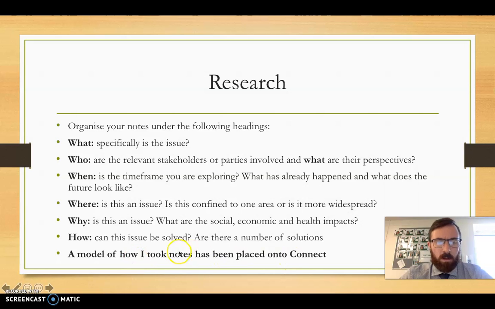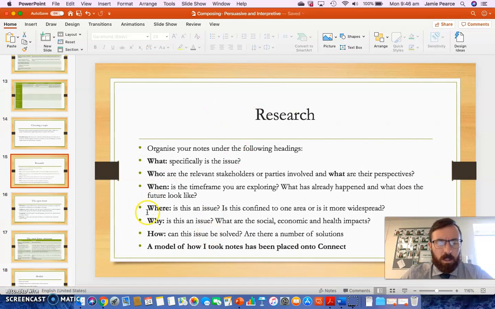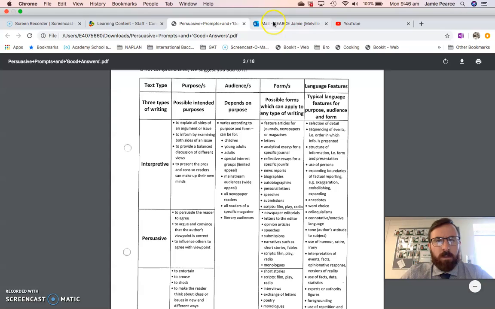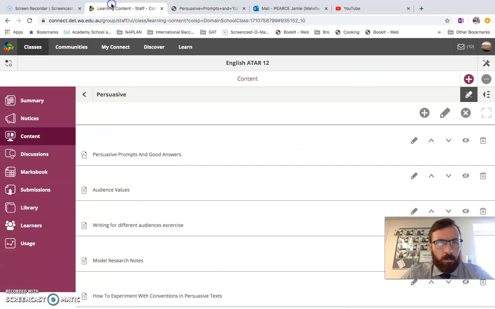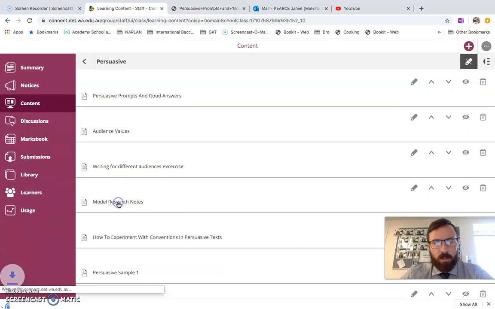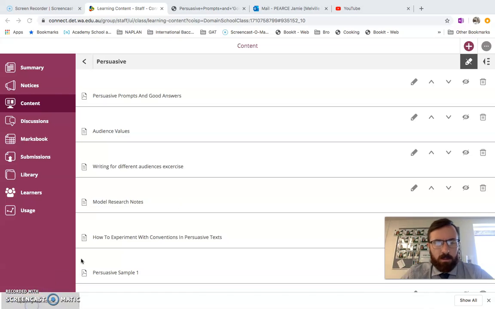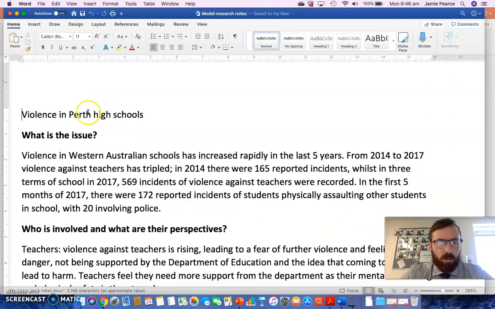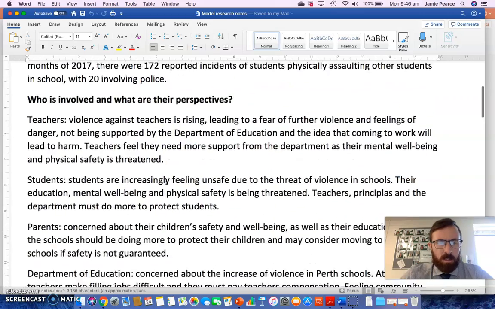I've just put a model of that on Connect. So if you go to Connect, you'll see the model research notes, and this takes you hardly any time. Find something that you're passionate about and just write some notes. Violence in Perth schools, this is one that I did with my students last year.